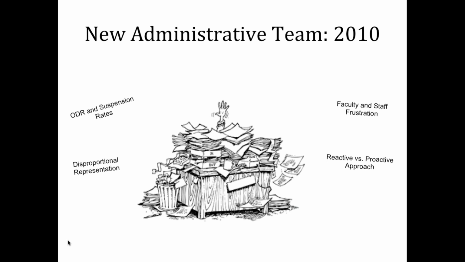So the new administration came into kind of a mess, a lot of frustration, a lot of reacting to problems rather than proactive approaches, office discipline referrals, ODR, and suspension rates, and disproportional representation. And what that means is that students with disabilities or minority students or low socioeconomic level students were getting more disciplinary consequences than other students, and it just wasn't following along statistical lines. It was just too much.